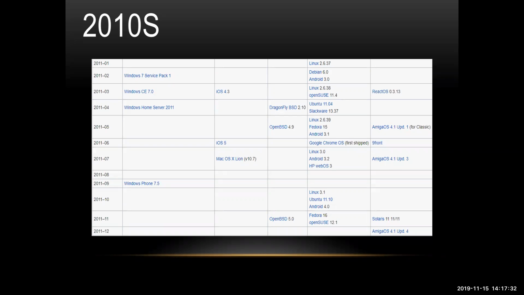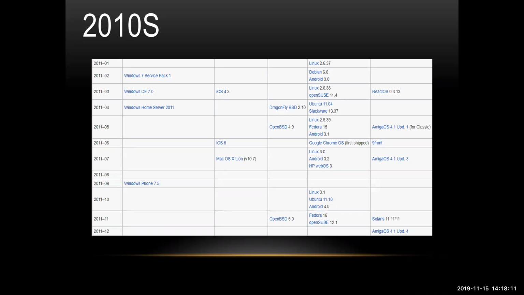And then May, we had OpenBSD 4.9, Linux 2.6.39, Fedora 15, Android 3.1, AmigaOS 4.1 Update 1 for Classic. And then June, we had iOS 5. And then we also had the Google Chrome OS and 9front. And then July, we had Mac OS X Lion version 10.7, and then Linux 3.0, Android 3.2, HP webOS 3, and lastly, AmigaOS 4.1 Update 3.